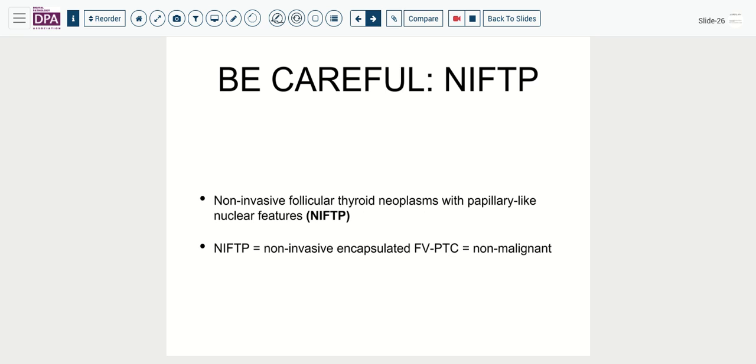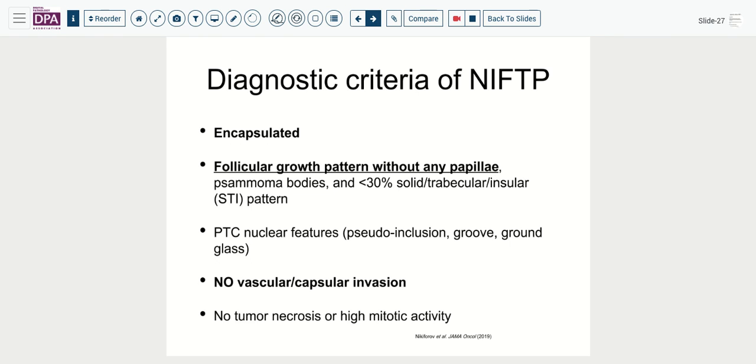But when you have a surgical resection and you see a follicular neoplasm with papillary-like features, be mindful of this possibility. So follicular growth pattern without papillae. It may have some psammoma bodies. It may have some solid or trabecular pattern. It has nuclear features of papillary thyroid carcinoma, but absolutely no capsular or vascular invasion. And you should not also see much in the way of mitotic activity and no necrosis. Those are uncommon in papillary carcinoma to begin with.